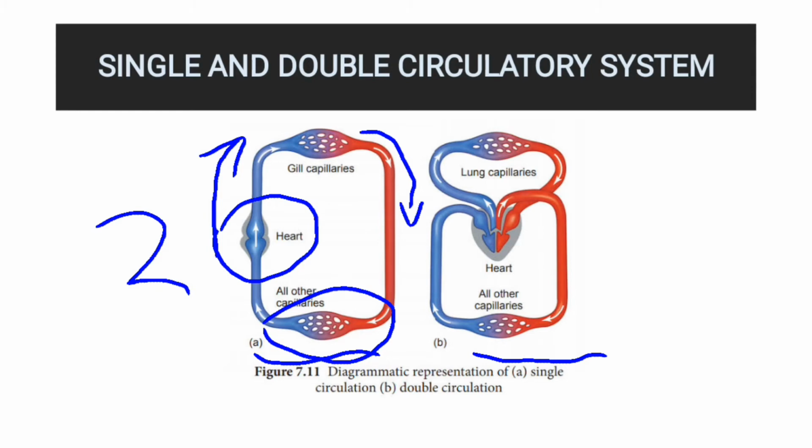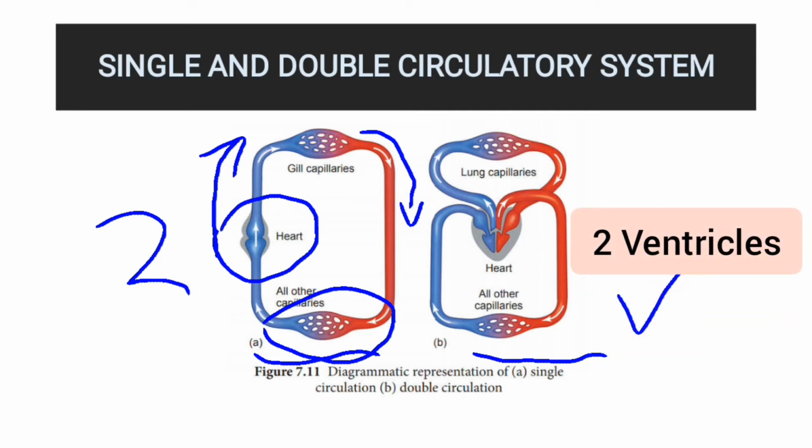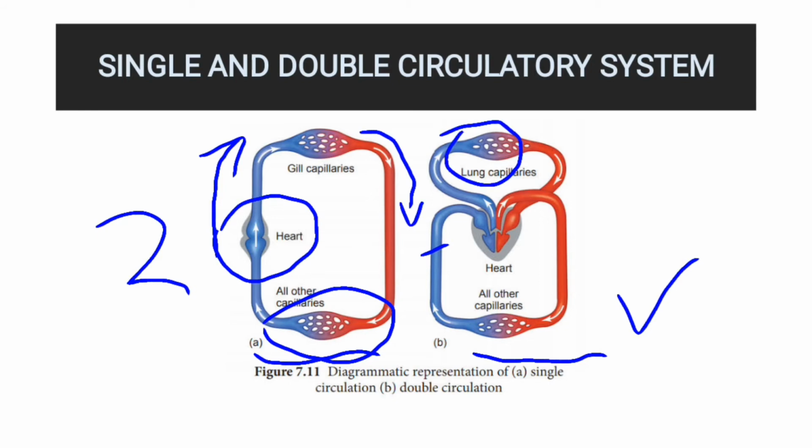Let's go to this second one, that is the double circulatory system. For the double circulatory system, the heart has 4 chambers, that is 2 auricles and 2 ventricles. The blood will enter into the heart through the vena cava, this part. When it enters into the heart through the vena cava, it moves into the first chamber called the right auricle. From there it proceeds into the right ventricle. From the right ventricle, this blood will be pumped into the pulmonary artery, whereby it will move to the lungs.